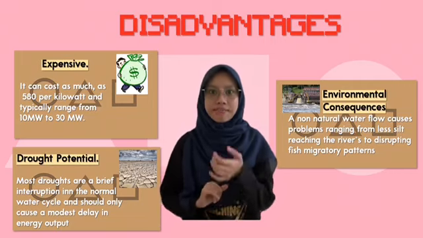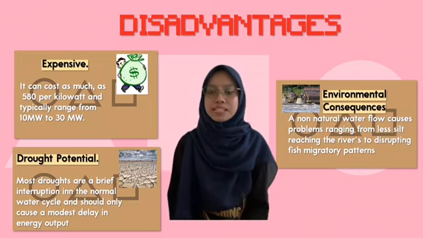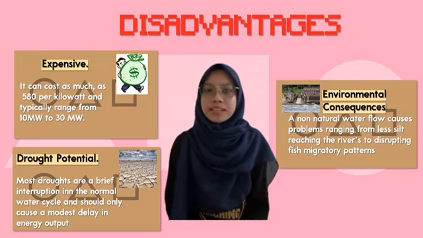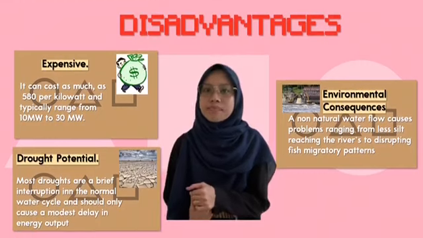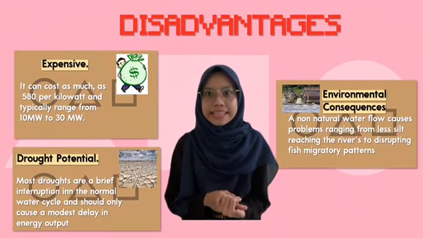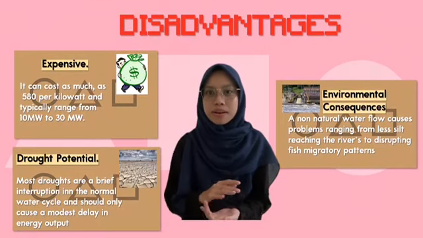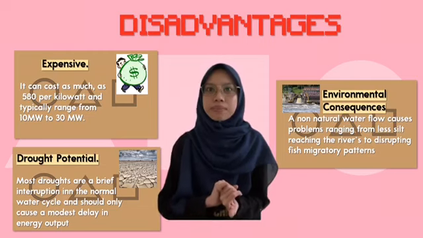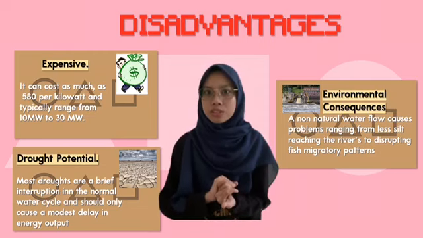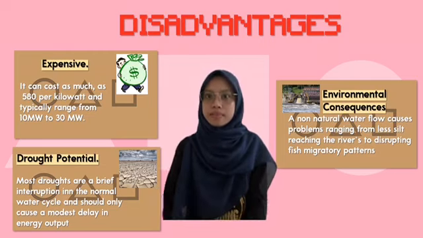The second disadvantages is it is expensive to build. Hydropower facilities can cost as much as $580 per kilowatt and typically range from 10 megawatt to 30 megawatt.